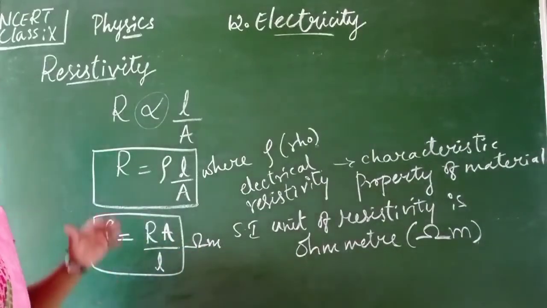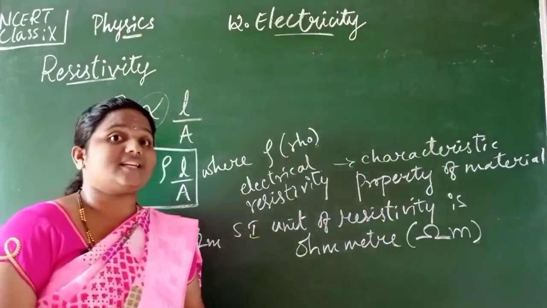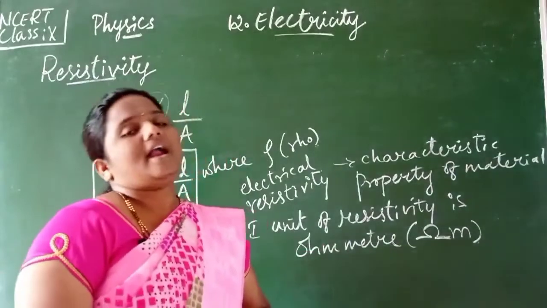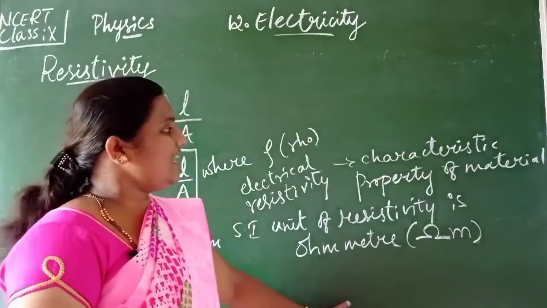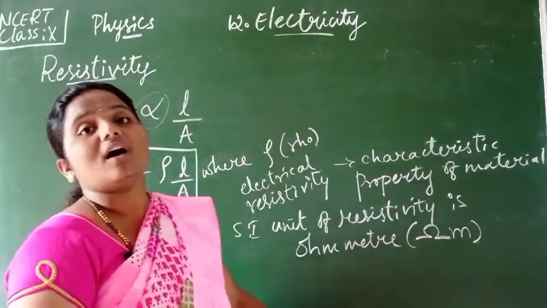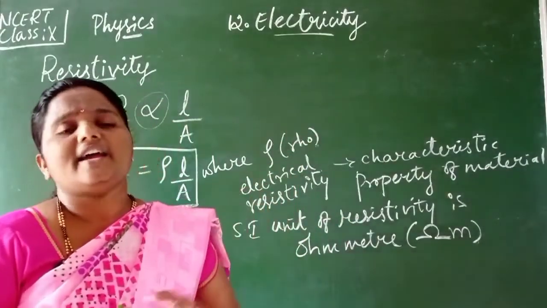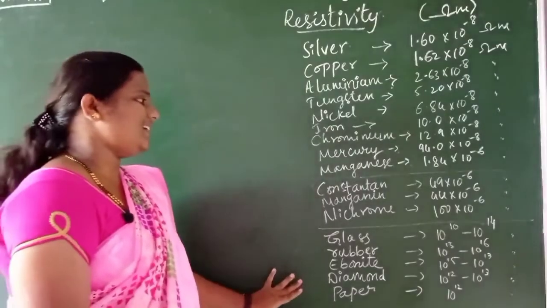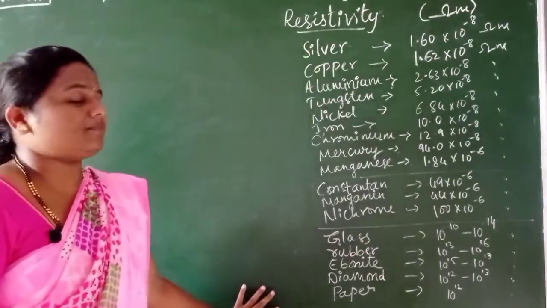Got it, children? Yes. And moreover, the metals and the alloys, children, will offer low resistivity, and they are called good conductors. So to understand it, let us draw a table which will clearly give some picture about the resistivity of different conductors, alloys and insulators.